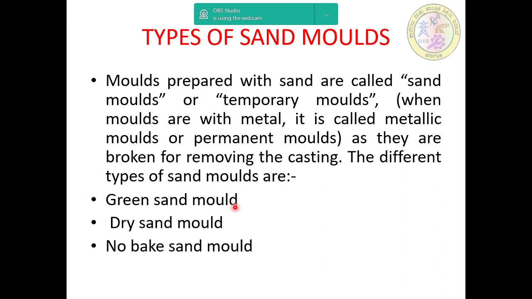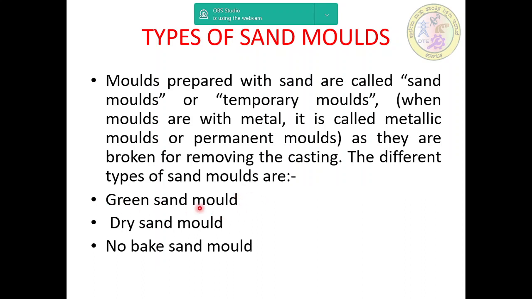In green sand mold, the molding sand is in the moist state at the time of metal pouring. The main ingredients of green sand are silica sand, binder, which is clay, and moisture. Moisture is nothing but water. Additives may be added in small quantity to obtain the desired properties of molding. Nearly 60% of the total castings are prepared from these green sand molds.